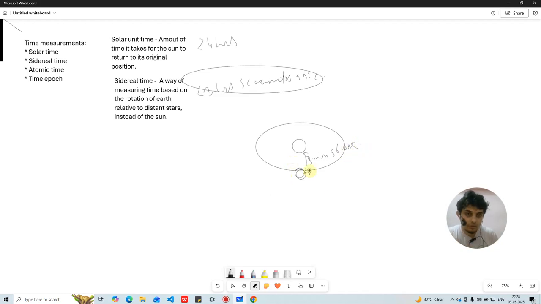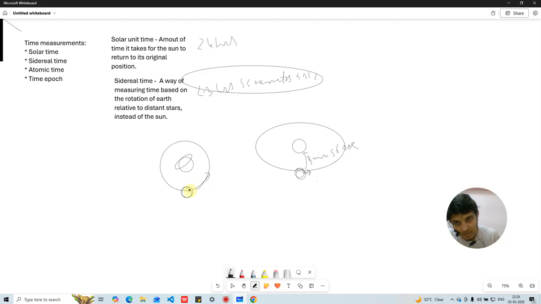Okay, so try to understand this. Suppose I'm here and I'm just standing here and I'm rotating. Okay, this is just rotating, it's not moving along this path. So this point will take X amount of time to come to this point, okay, to face the sun again. Okay, this is the way it was facing before.